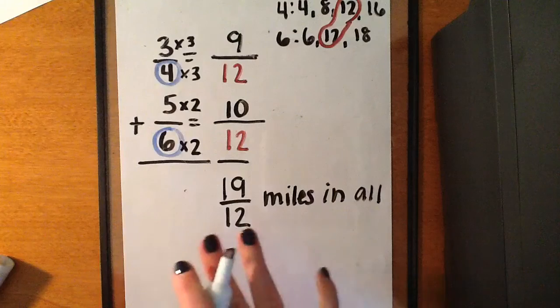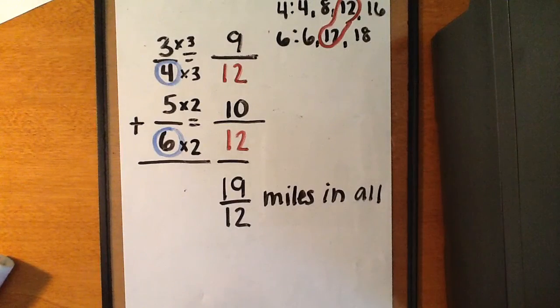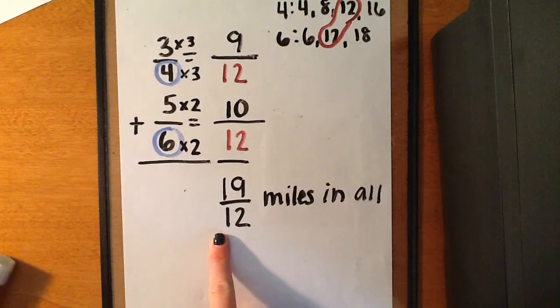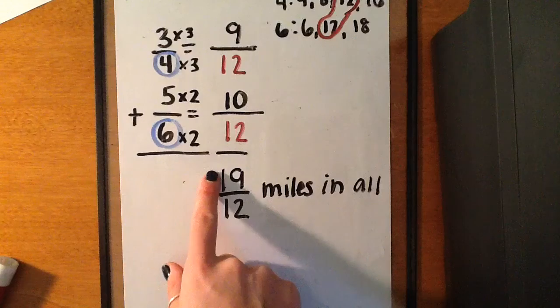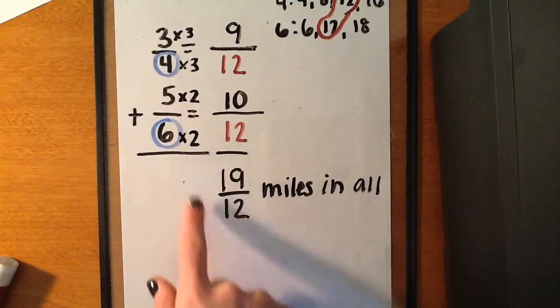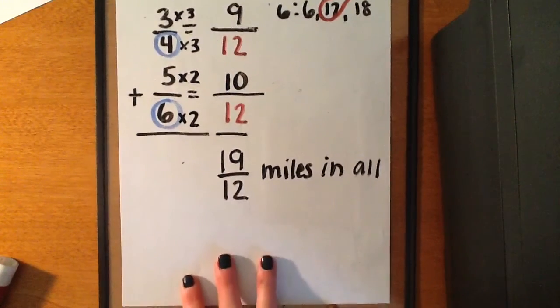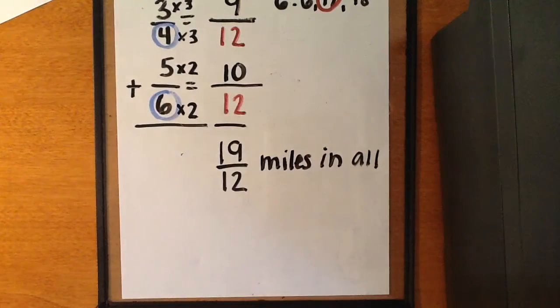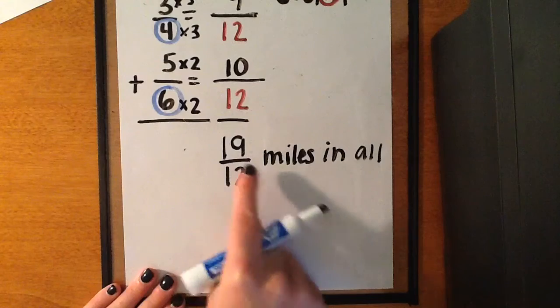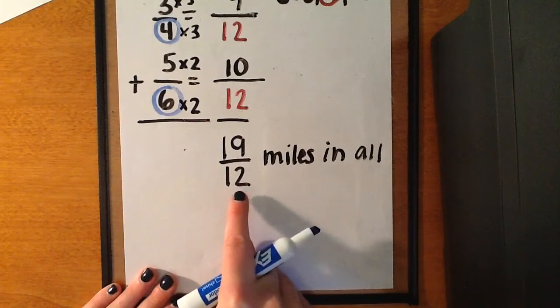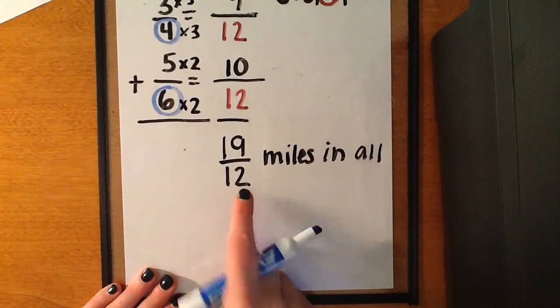but I like to make it an even more simplified answer because right now this is a number greater than 1. If we look, the numerator is bigger than the denominator, so it's greater than 1. So what I like to do is ask, what can I take out that's a whole from this?